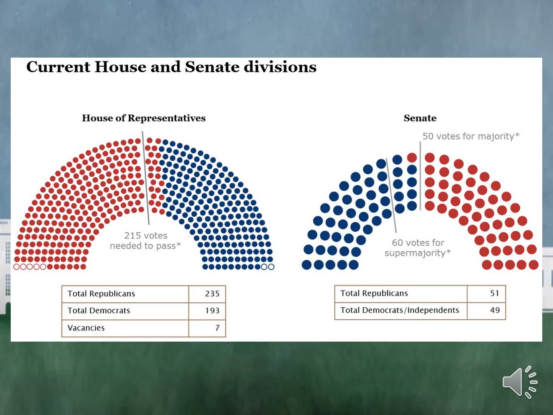In terms of the Senate, it isn't clearly controlled by the Republicans. In fact, of the 100 seats, Republicans hold 51, whilst Democrats and Independents hold 49. A two-thirds majority in the Senate is 60, meaning the Republicans are slightly under this number.